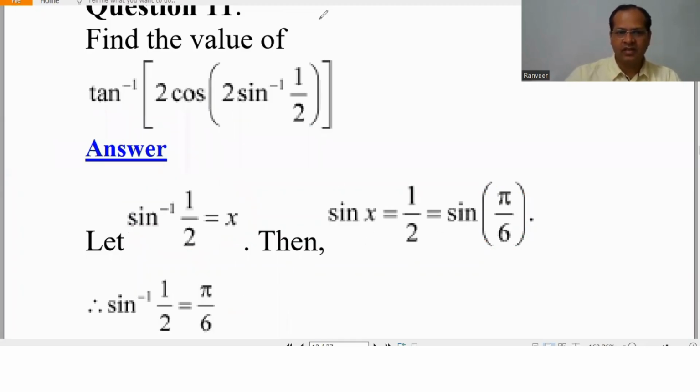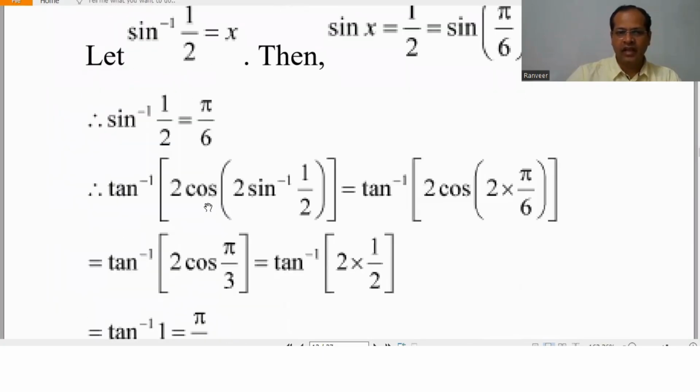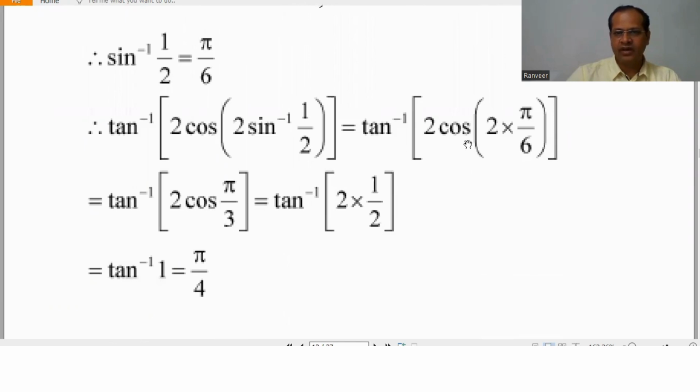So we have to convert sin inverse 1 by 2 into radian format, and sin inverse 1 by 2 is pi by 6. After doing the calculation, 2 cos of 2 times pi by 6, the 2 will cut, and it is cos pi by 3. Cos pi by 3 is 1 by 2, and the 2 will cut, so tan inverse 1 equals pi by 4.